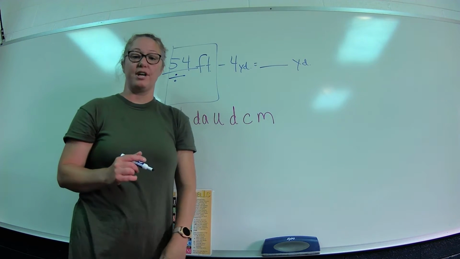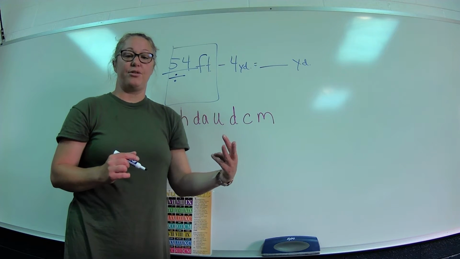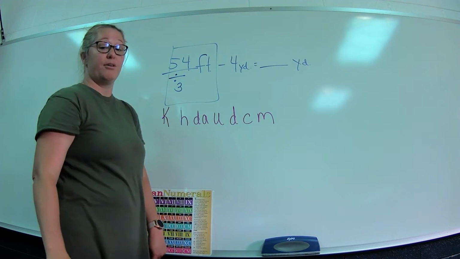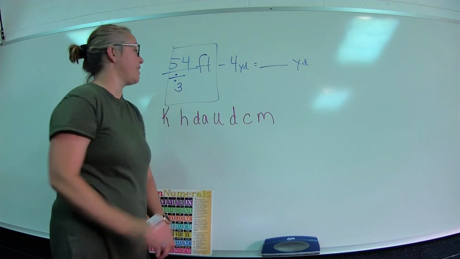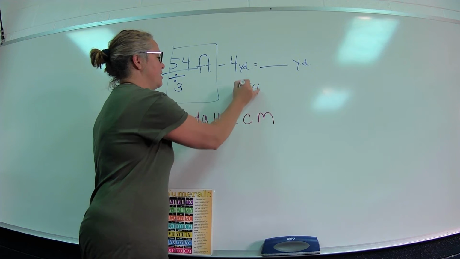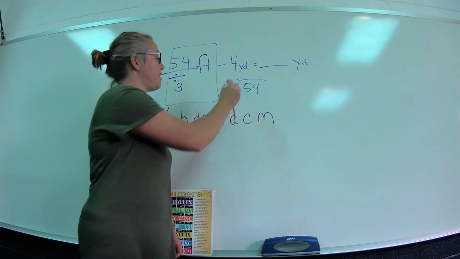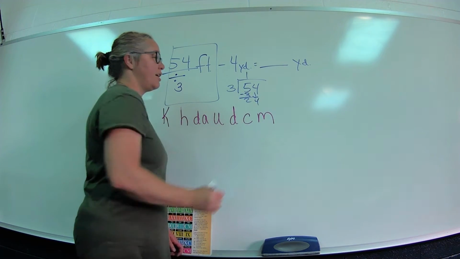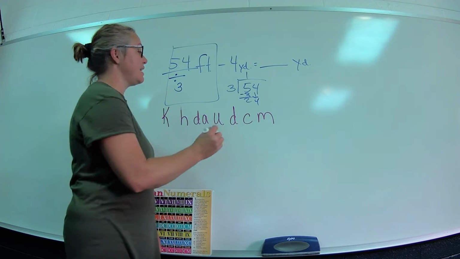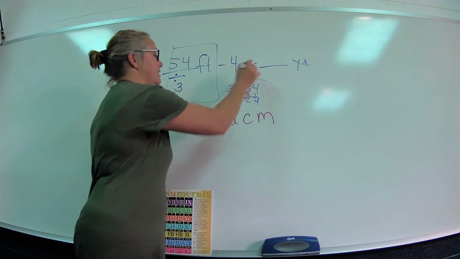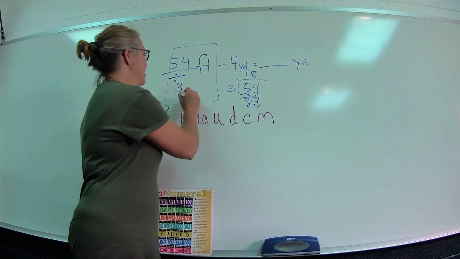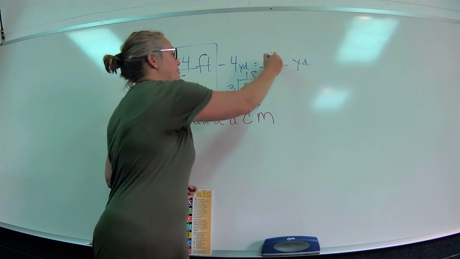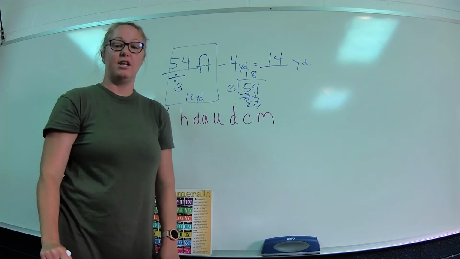How many feet are in a yard? There are 3 feet in a yard. So we're going to divide by 3. So 54 divided by 3. 3 can go into 5 one time. That's 3, bring down the 2, bring down the 4. 24 divided by 3 is 8, because 8 times 3 is 24. So here is 18 yards minus 4 yards. Your final answer would be 14 yards.